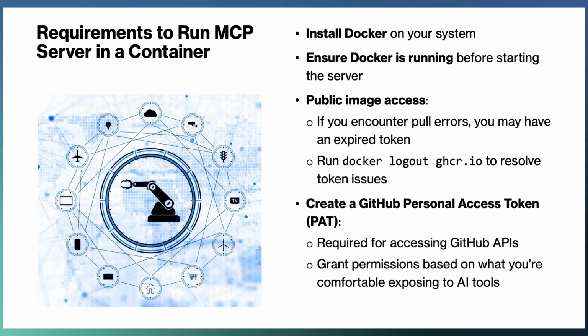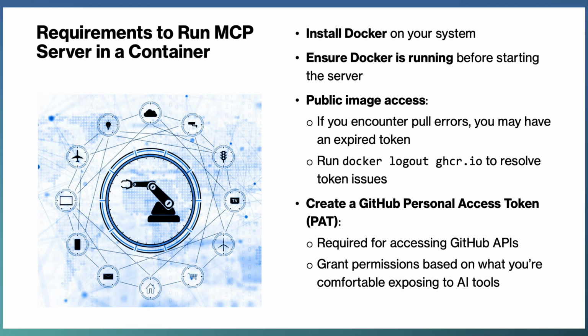You should install Docker and ensure that Docker is running before starting the MCP server, and the public image of your GitHub MCP server is accessible. In case you encounter a pull request error, you may have an expired token. So you need to go ahead and create a PAT token or personal access token with the required permissions to access various GitHub resources. So the entire local setup is based on a Docker setup, and it requires a PAT token to access your GitHub ecosystem. This version is great for proof of concepts and secure internal testing, but it comes with the overhead of local infrastructure management.